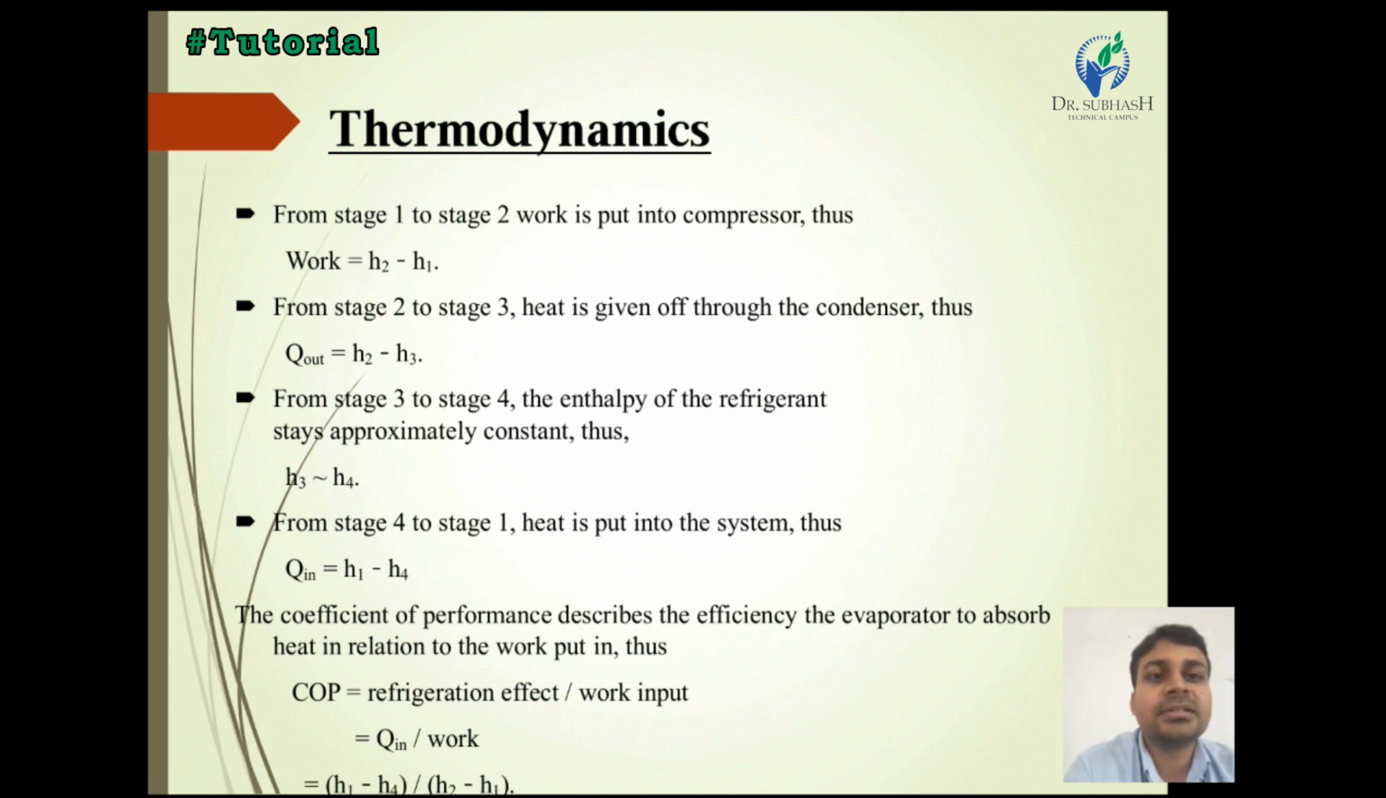In a refrigeration system, we always calculate the COP, the coefficient of performance. The COP is the heat absorbed by the evaporator in relation to the work input. The equation for COP is refrigeration effect divided by work input. The refrigeration effect occurs on the evaporator side and the work input occurs in the compressor. So Q in divided by work: enthalpy H1 minus enthalpy H4 divided by enthalpy H2 minus enthalpy H1.